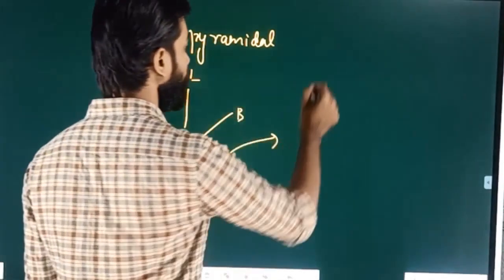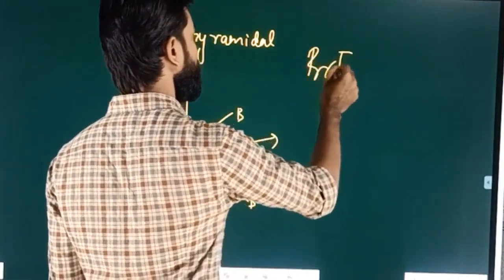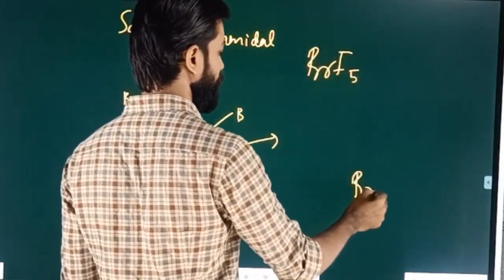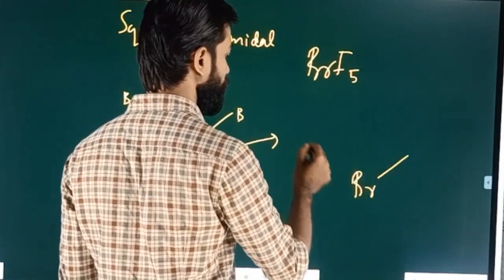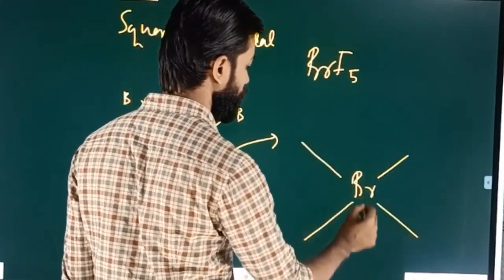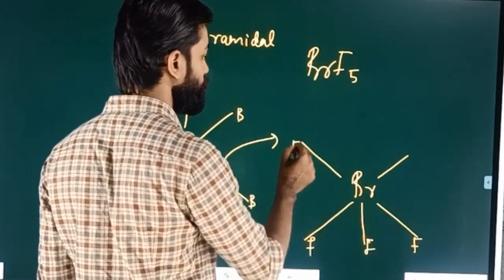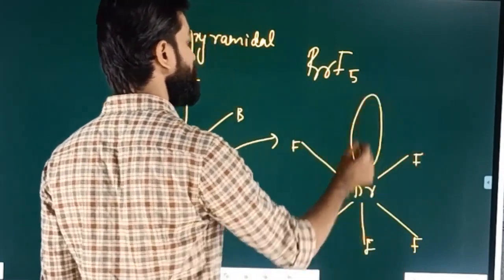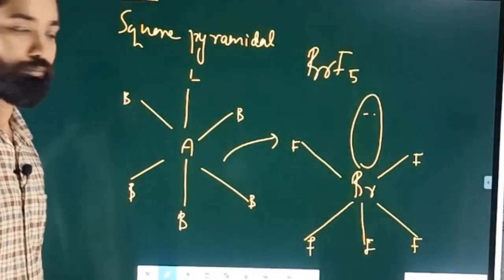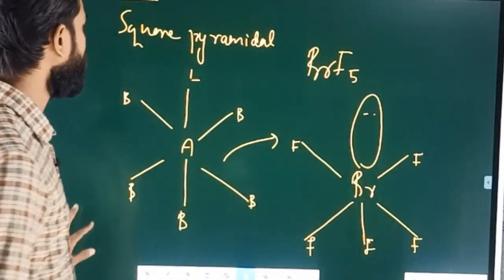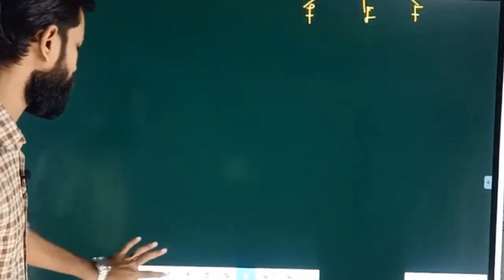Sorry, this is the shape of square pyramidal. Let me show the example with BrF5. Then Br, a bond here, a bond here, a bond here, a bond here. Here also a bond of fluorine. These all are 5 fluorine bonds. Okay, on the top there is a lone pair. The accurate bond angle is not given in your textbook, so there is no need to study that.